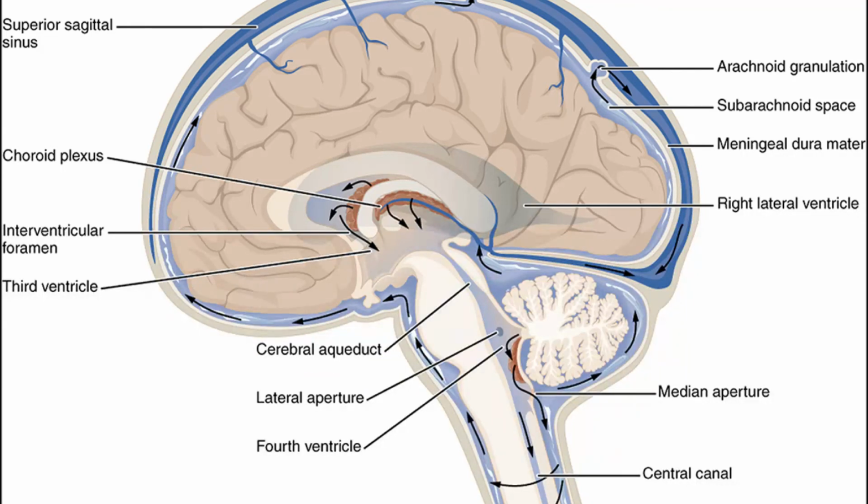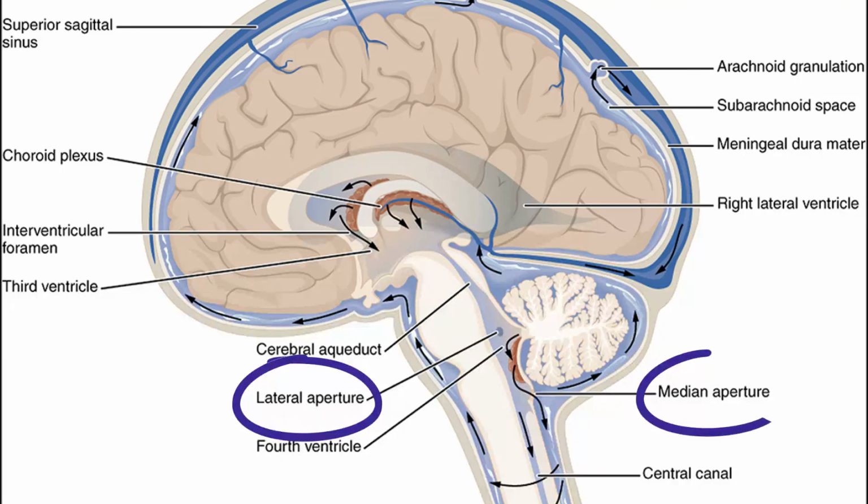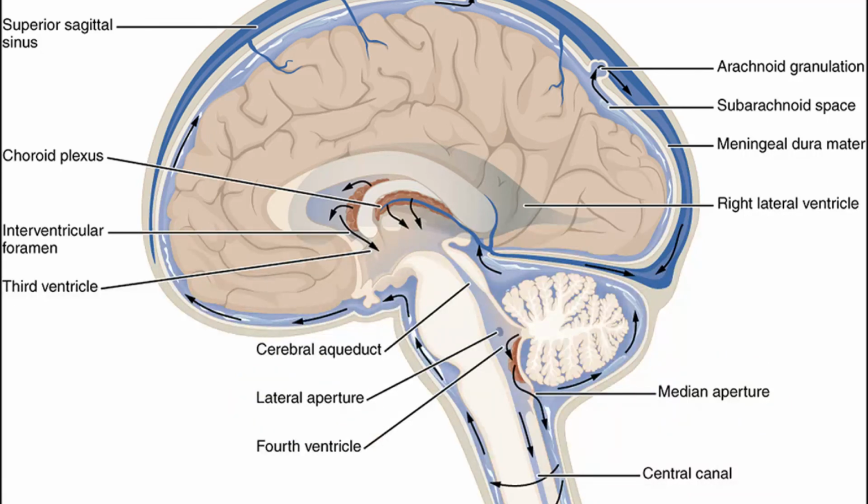In the fourth ventricle, you've got the lateral and the median aperture. So the lateral one is known as the foramen of Luschka, and the median one is known as the foramen of Magendie. From here, it is reabsorbed and recycled through the arachnoid villi in the brain.